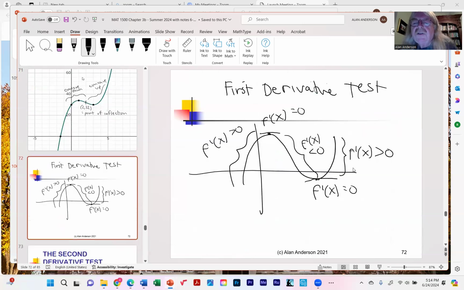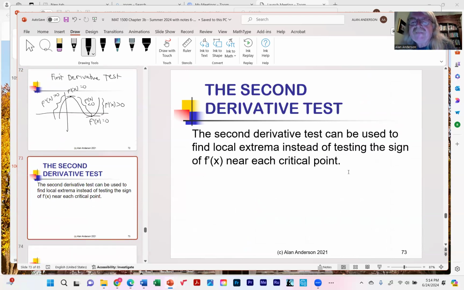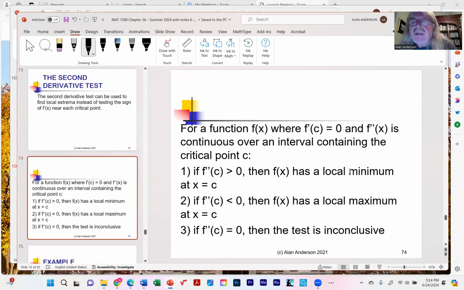So then we can go ahead and apply the first derivative test to identify the minima and the maxima. So here's the second derivative test. This is the formal definition.